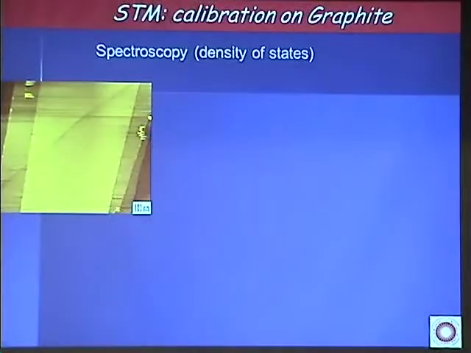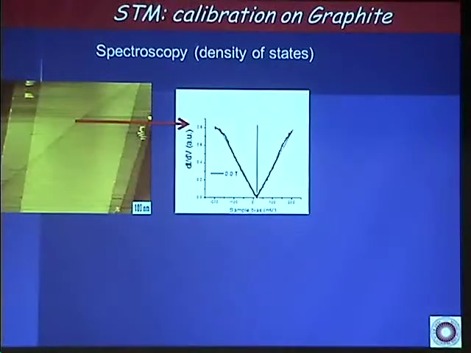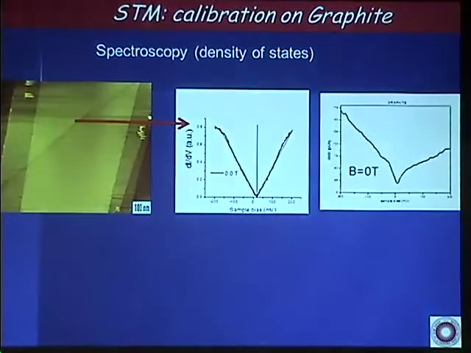Then we did the spectroscopy, density of states. And the density of states looked like this. It's linear and vanishes at this point, where the Fermi energy is at zero. Again, this is not what you're supposed to see on graphite. In graphite, the density of states doesn't vanish anywhere. So everything was wrong here.